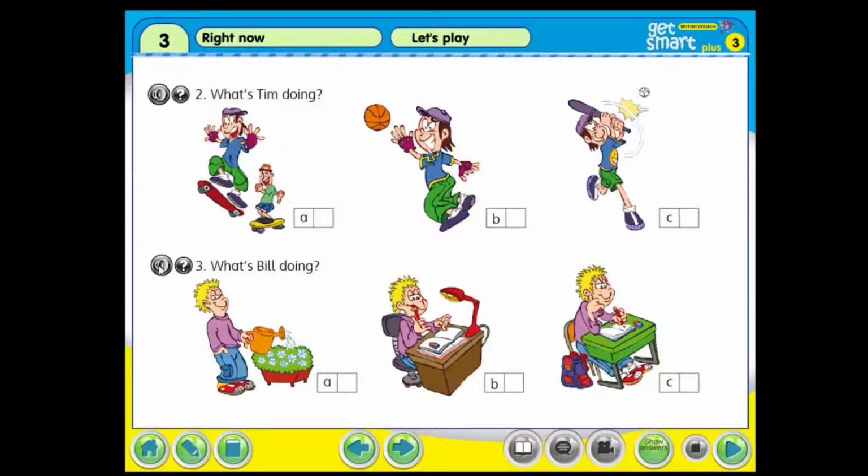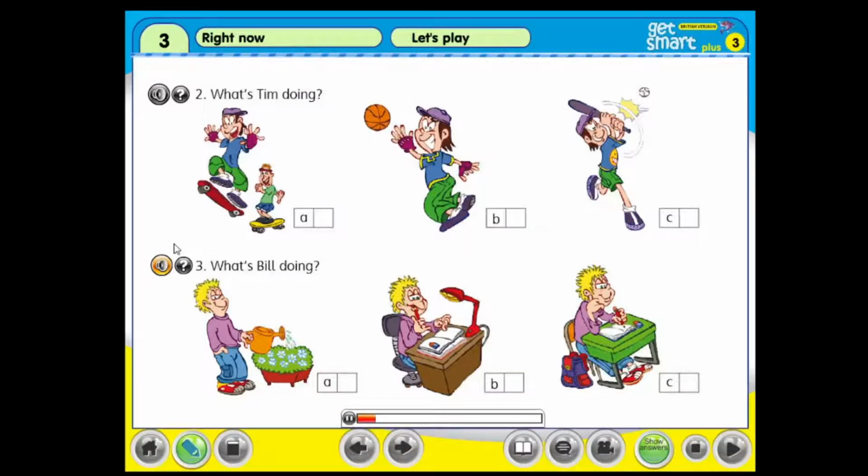Listen, everyone. What's Bill doing? Is Bill at home? Yes, he is. Is he doing his homework? No, he isn't. He's watering the plants.